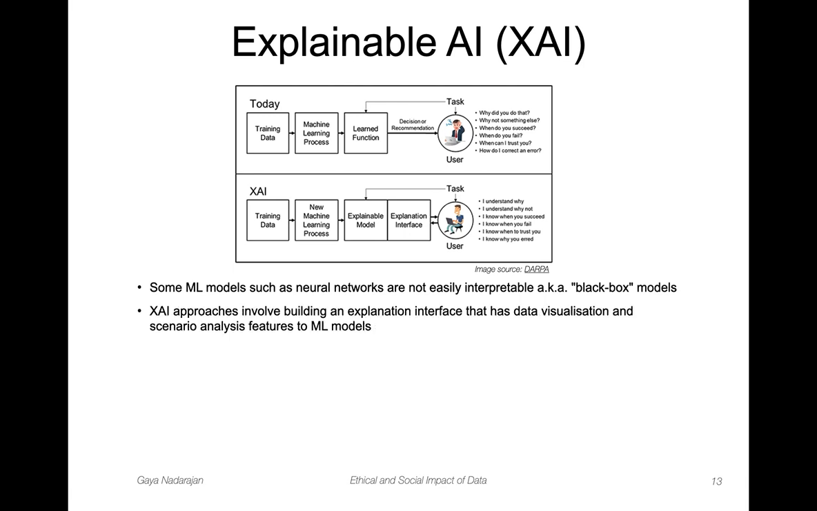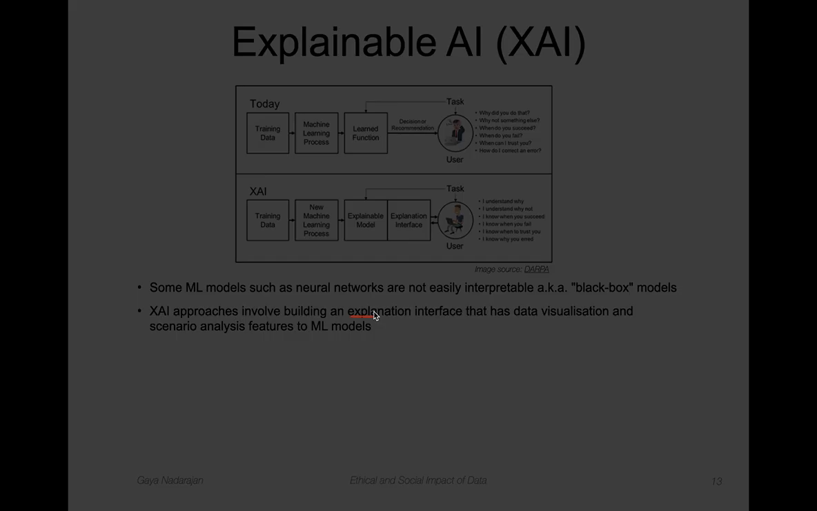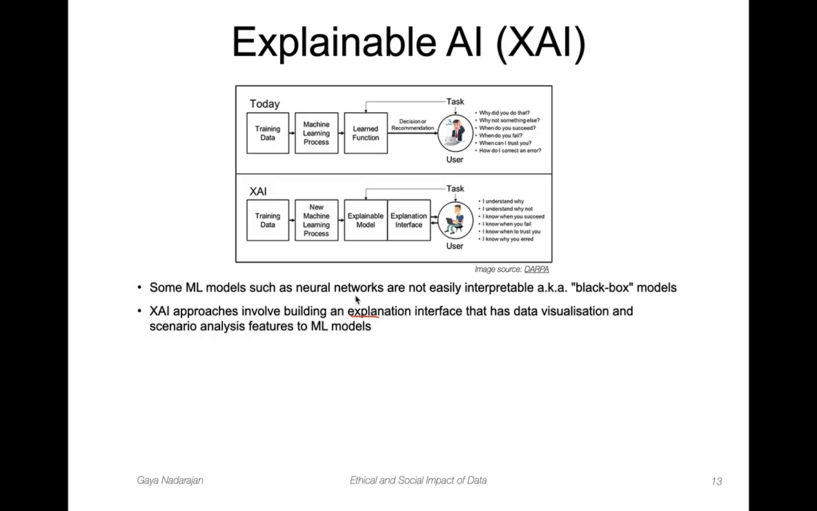And what explainable AI does is it involves building an explainable module, okay, or interface that has data visualization that can take part and that can actually explain what the model is doing. So it has data visualization and scenario analysis features added to machine learning models.